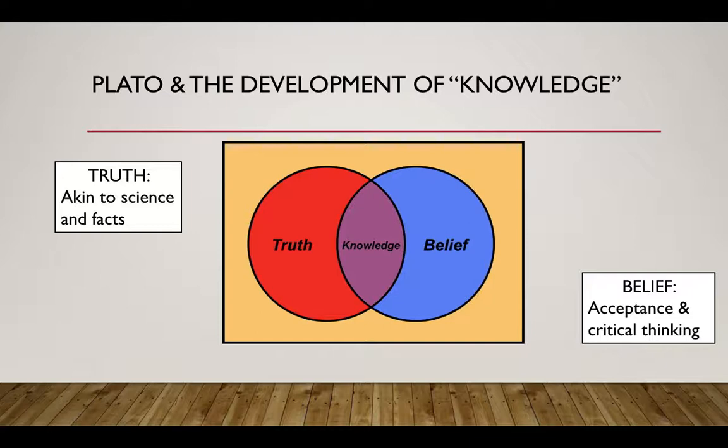Essentially, Plato said that there are two things that make up the foundational elements of knowledge. First, you have truth. The second part, belief. As these two circles intersect, that's where knowledge is going to come from. Believing, that's the hard part, because it challenges you, it forces you to confront how you view the world. This means you have to critically examine everything.